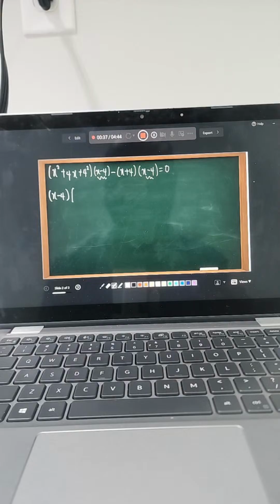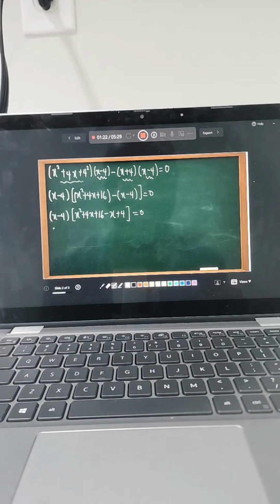And here we're going to have the remaining value, which is x squared plus 4x plus 4 squared, which is 16. And also here I have minus x plus 4, equals 0. Let's simplify what we have in the parentheses. Here we have x minus 4, and in the parentheses, x squared plus 4x plus 16. Let's distribute the negative sign, which is going to be negative x minus 4, equals 0.